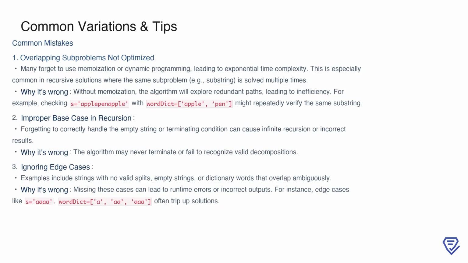Lastly, ignoring edge cases, such as strings with no valid splits or ambiguous overlaps in the dictionary, can lead to runtime errors or incorrect outputs. Consider a case like "aaa" with the dictionary ["aa", "aaa"]. Overlapping words can confuse the solution if edge cases aren't managed effectively.